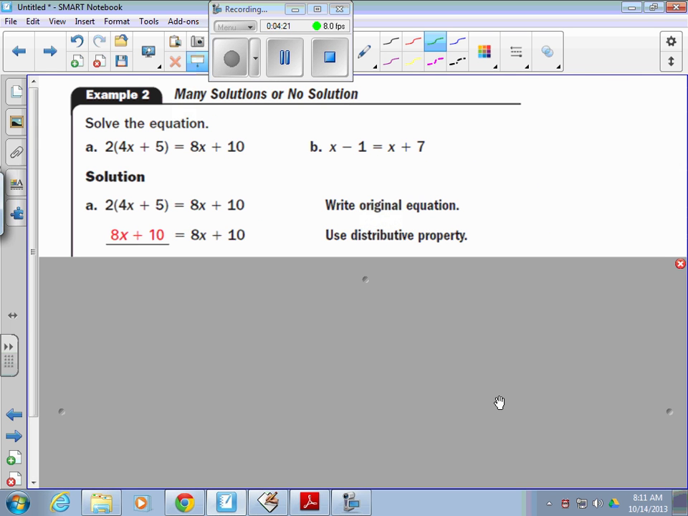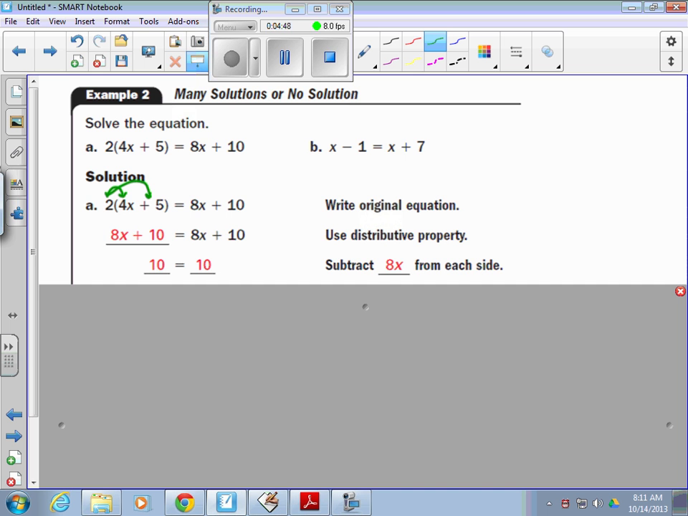Okay, for example number 2, this is where it's many solutions or no solutions. So 2 times 4x plus 5. Again, you might have some pluses or equals or something like that missing, just fill them in here. 2 times 4x plus 5 equals 8x plus 10. You have to distribute. 2 times 4x is 8x. 2 times 5 is plus 10. So we have 8x plus 10 equals 8x plus 10. Notice it's the same on both sides. So when you undo positive 8x, you would subtract it, if you had written it out here to the side where you can see it.